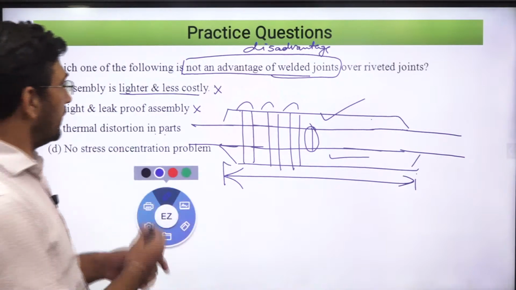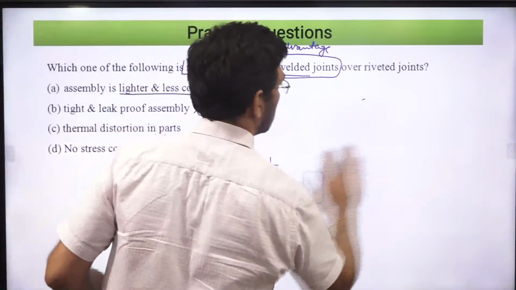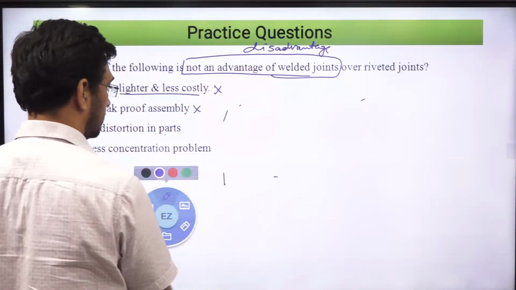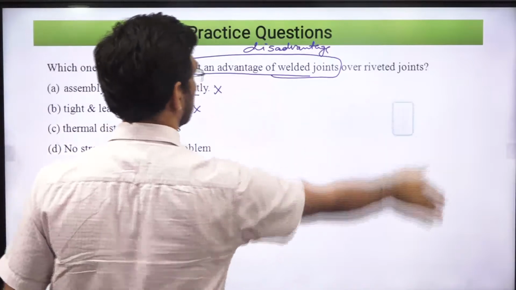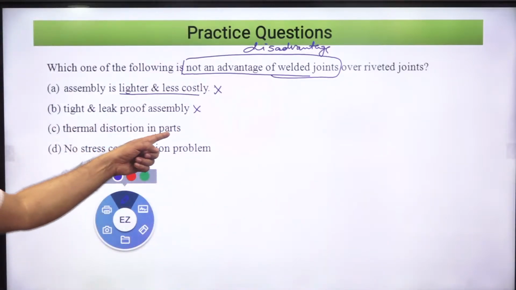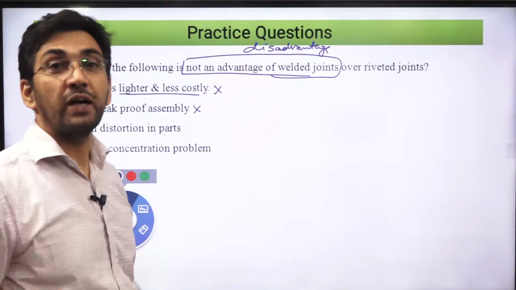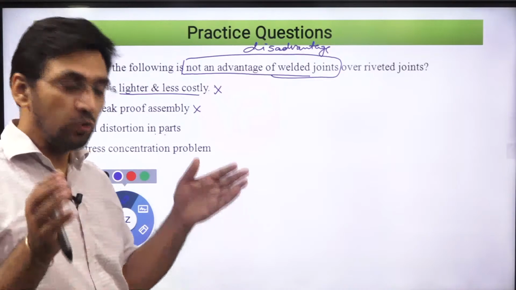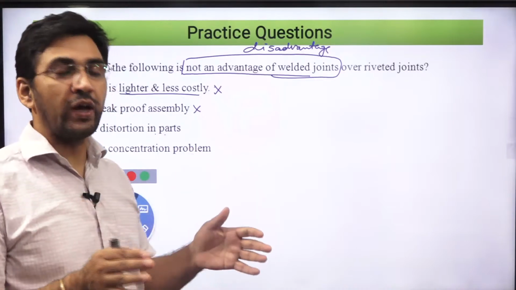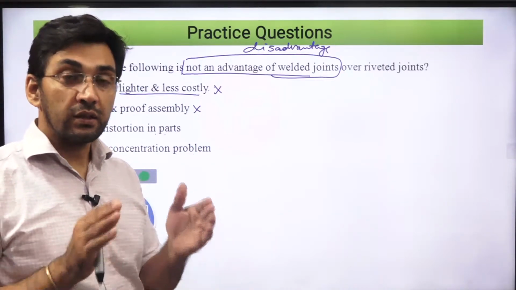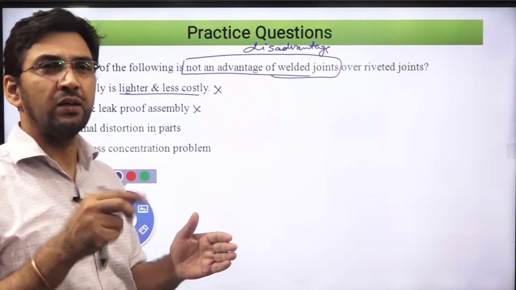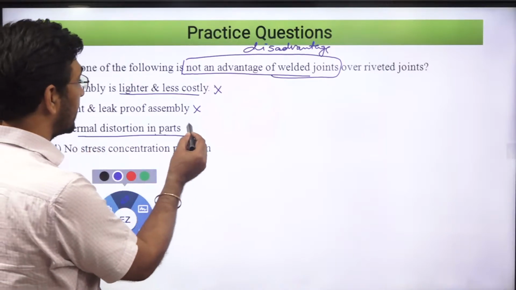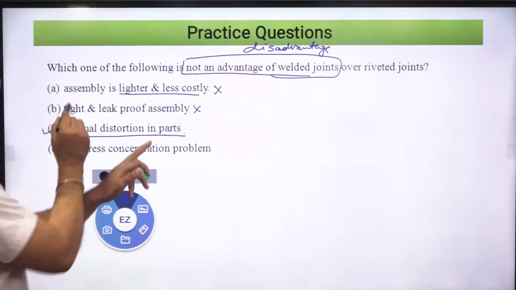Okay, we are over here. Thermal distortion in parts. Well, in welding, distortion of the parts may take place. That is a disadvantage of the welded joint. So you have to take due care during the welding process, so that distortions, buckling or whatever, don't take place while welding, right? So this is the greatest disadvantage, and this is what he's asking you.